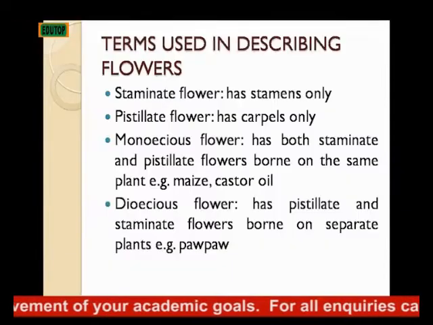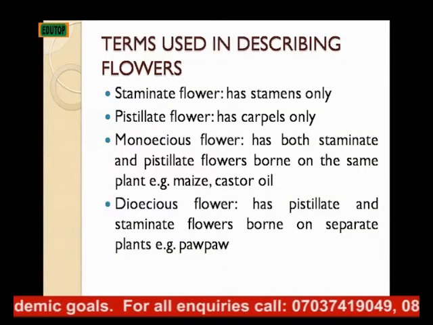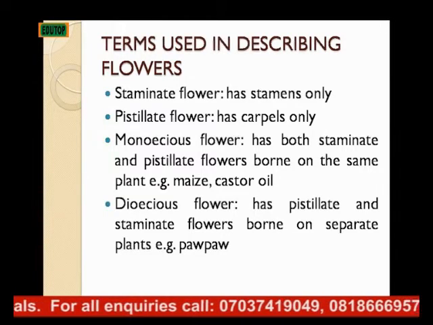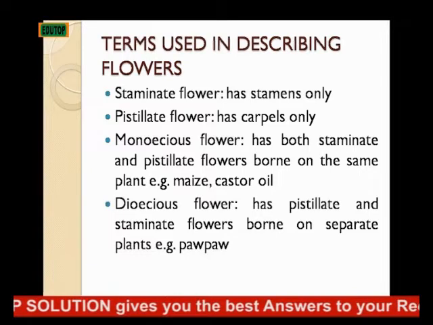Then a flower is staminate when it has only stamens. So a unisexual flower can be staminate or pistillate. When it is staminate, it has only stamens. When it is pistillate, it has only carpels.